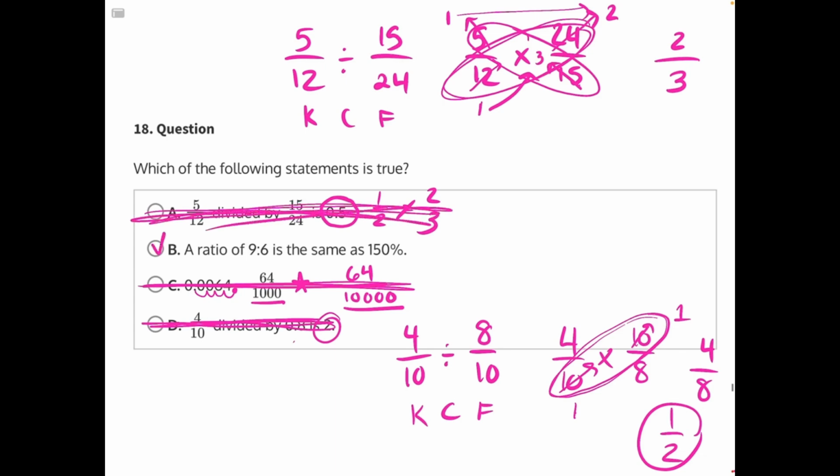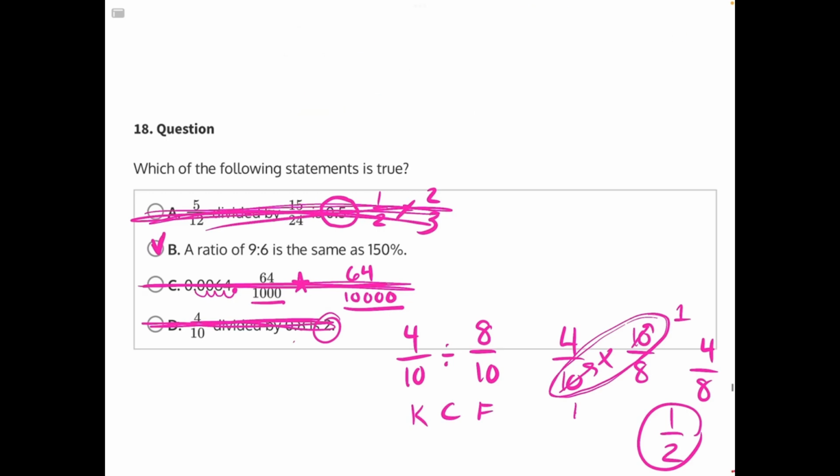That would be enough for you to mark your answer and move on with the rest of the test, but I will show you the math for answer choice B for the sake of the video. For answer choice B, a ratio is the same thing as a fraction. 9 to 6 can be written as 9 over 6. And a fraction is also the same as a division problem, 9 divided by 6. So we can set up long division.